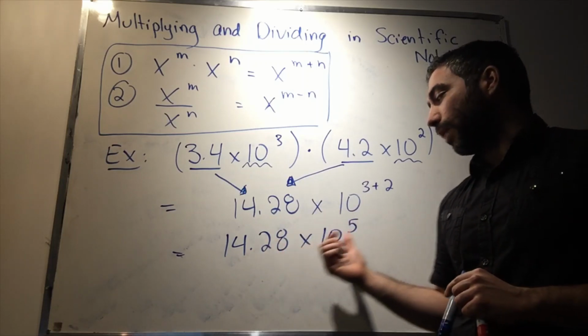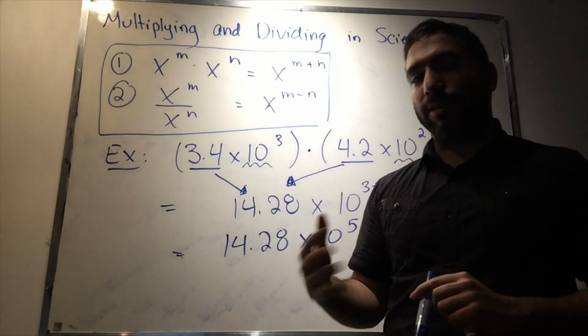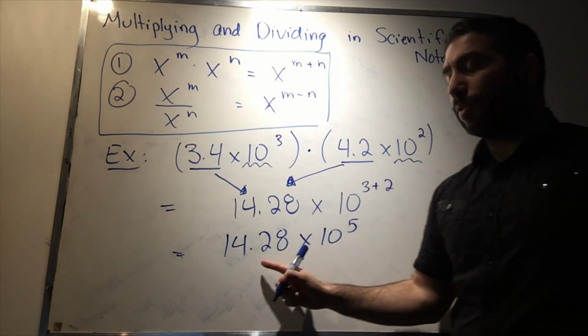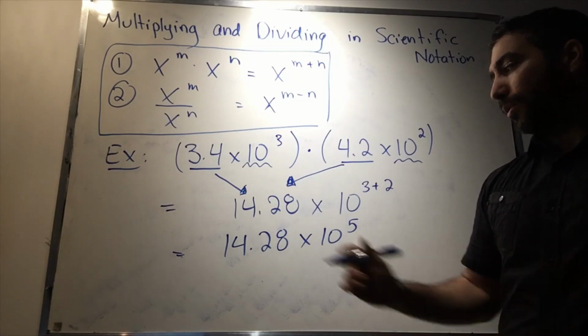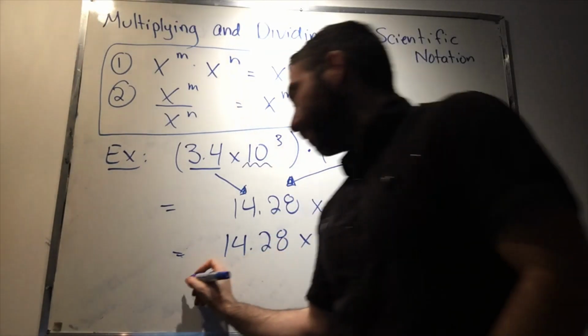Teachers give tricks where you have to add the exponent. That's not necessarily true, it depends on the number. So the best thing to do here is to convert it to a number and then come back to scientific notation. Okay, so let's go ahead and write this as a number.